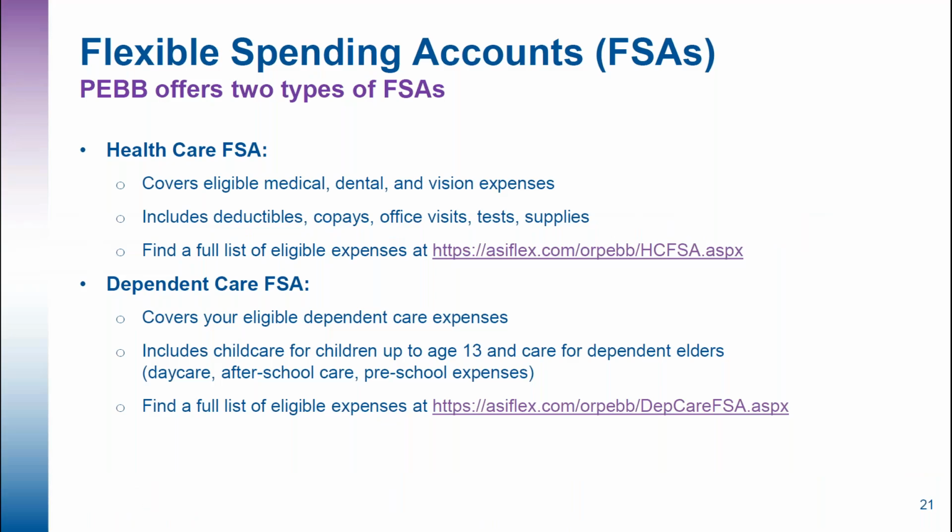So we offer two types of FSAs, the healthcare and the dependent care. Again, we've already talked about this. The healthcare FSA covers eligible medical, dental, and vision expenses. It includes deductibles, copays, office visits, tests, supplies, and you can see the full list on the ASI website.